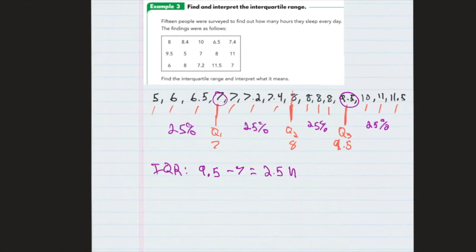Okay, so we can interpret the range by saying that about 50% of the people in the study sleep from 7 to 9.5 hours each day. Okay, so read that back. About 50%, okay, and that's because I'm doing the middle 50% here of people in the study sleep from 7 to 9.5 hours each day.